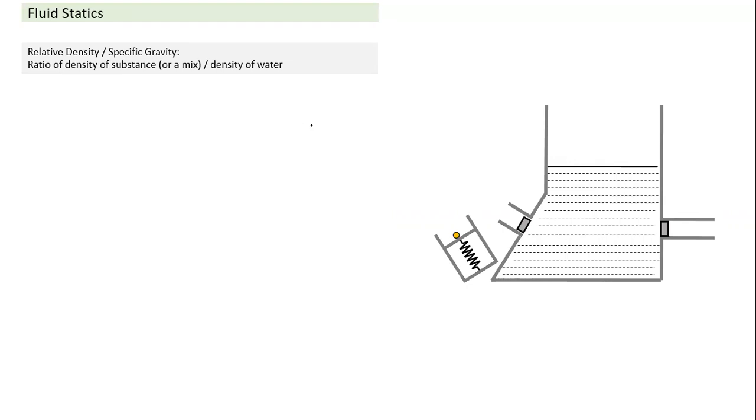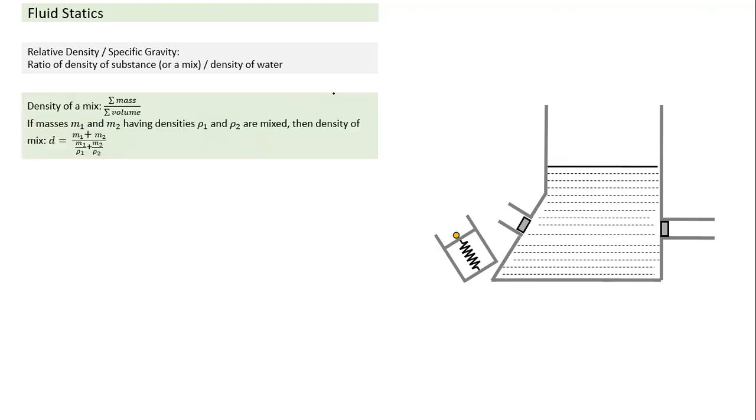If we know the relative density of any material, we can find its density. For mercury, the relative density is 13.6, which means it is 13.6 times more dense than water, so its density will be 13,600, which is 13.6 times the density of water. How to calculate the density of a mixture, we discussed last time, and you should be thorough with that.